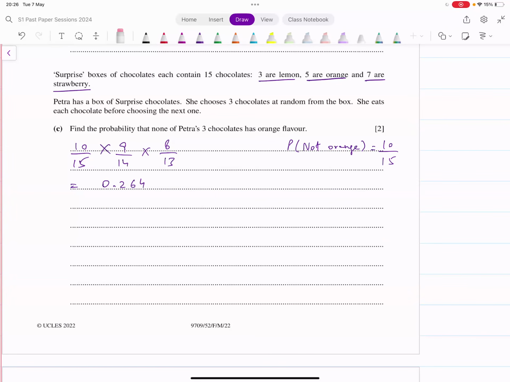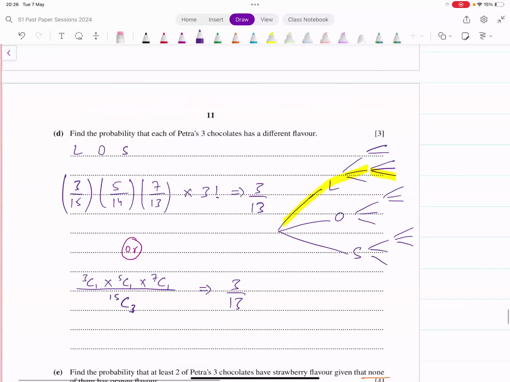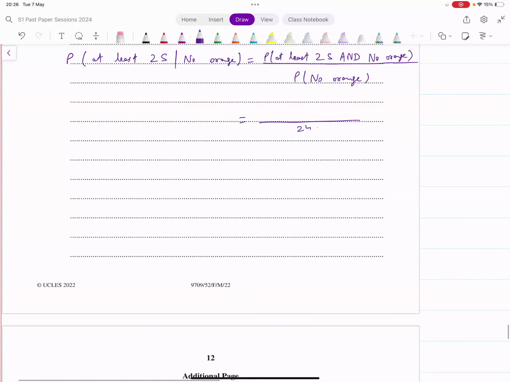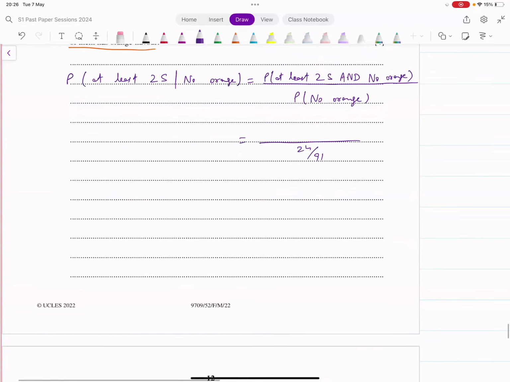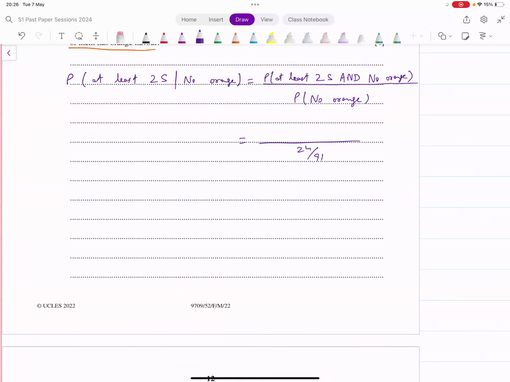Okay, so this exact number was 24/91. So it's better to use that exact value, 24/91. That is going to be your denominator here. And what about the numerator here? Where both of these conditions are met: at least 2 S and no orange chocolates.